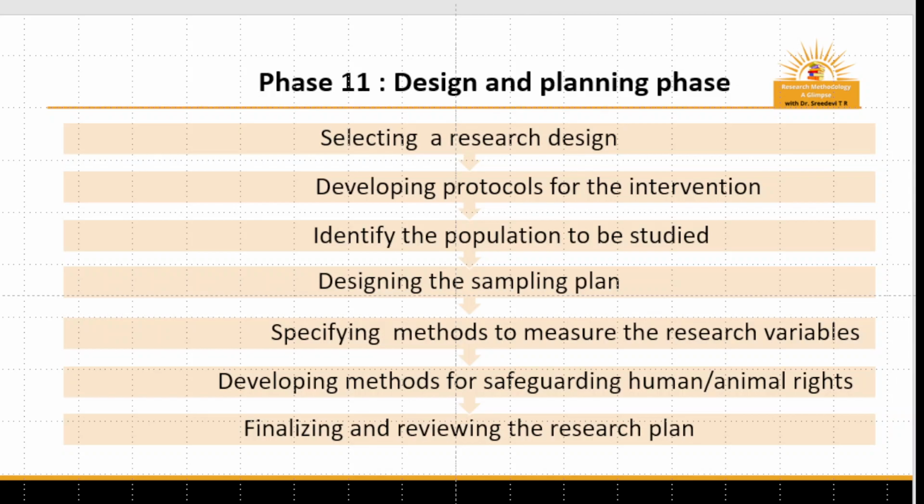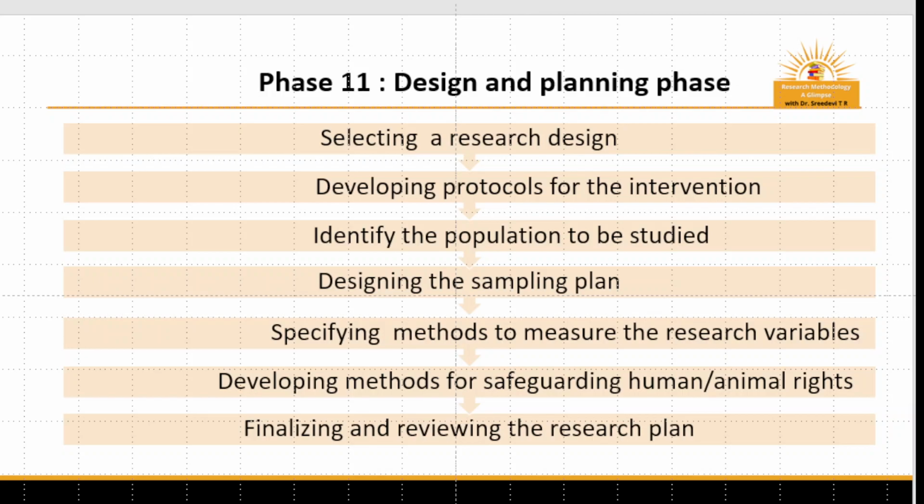So here, informed consent procedures are very important. Based on whether the participant is an adult or a child, the consent or assent has to be taken. Then finalizing and reviewing the research plan. This is to ensure that the plan will work smoothly.